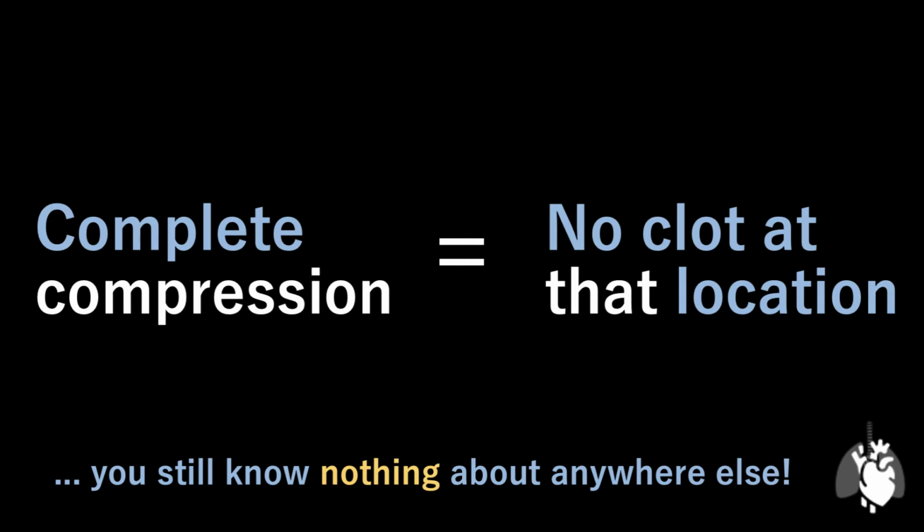When the segment of vein compresses under your probe, there's not a thrombus at that location, but there easily could be a few centimeters proximally or distally. As you can imagine, the more vein segments you compress, the more likely you are to identify a clot if there's one to be found. So what vein should be compressed?